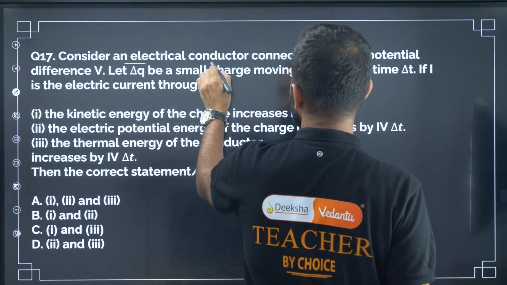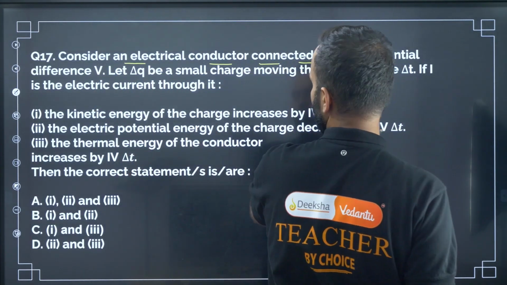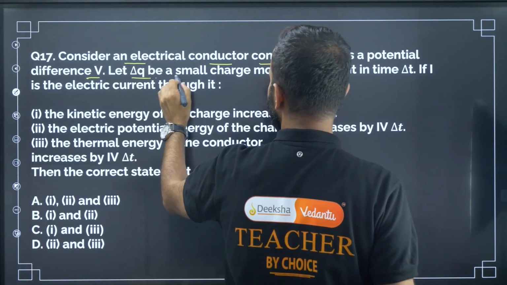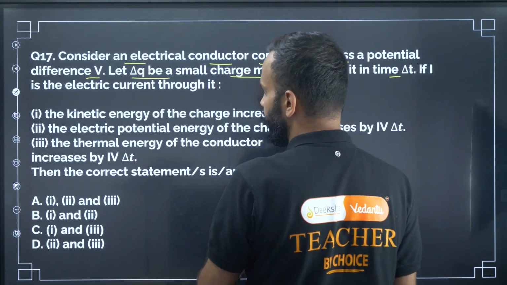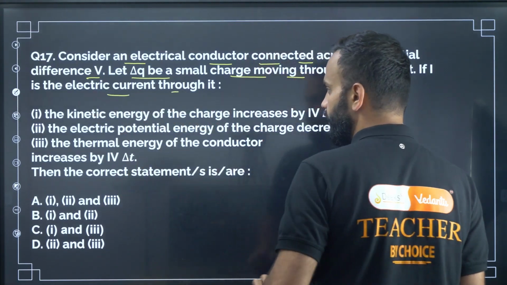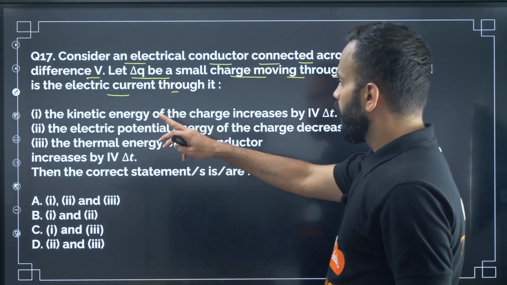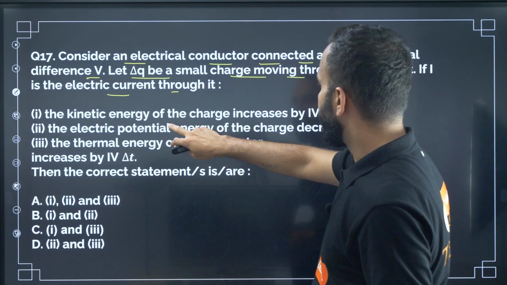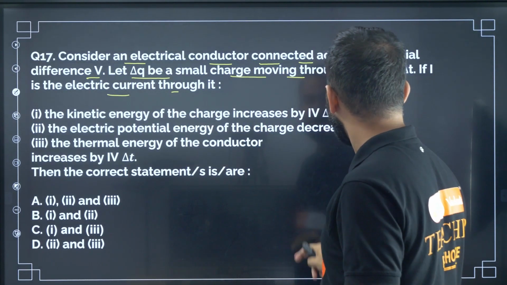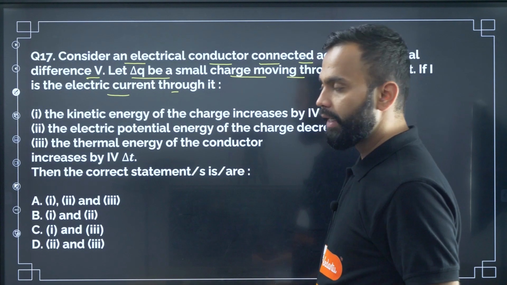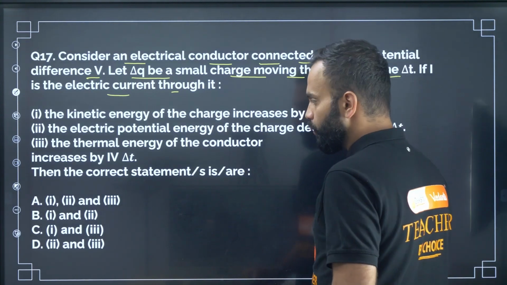Consider an electrical conductor connected across a potential difference V. Let delta Q be a small charge moving through it in time delta T, and I is the electric current through it. The first statement: the kinetic energy of the charge increases by I into V into delta T. Correct, right?